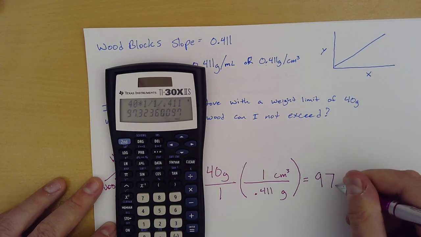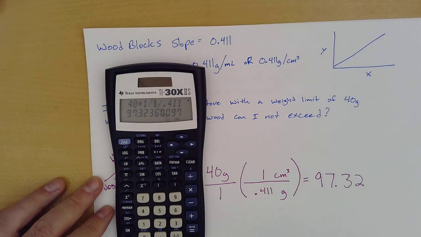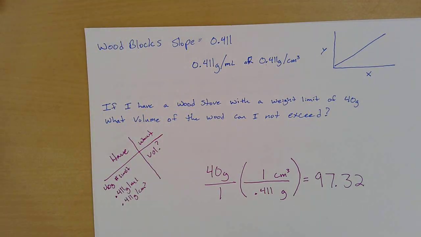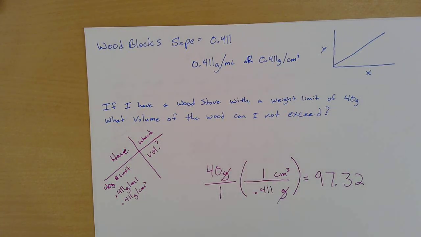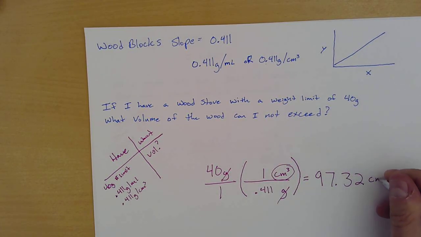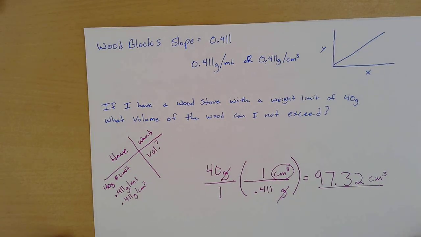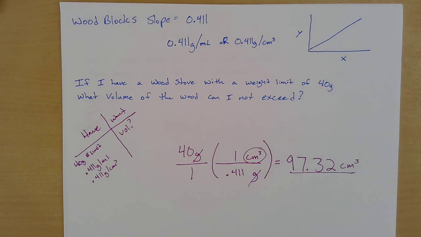97 point, and I'm just going to round this off to 32, just to make our lives a little bit easier. And what units should this be in? I wanted volume, so they should have my volume units. But did these cancel out? Those canceled out. I'm left with this. So I have my centimeters cubed. And that's my volume.